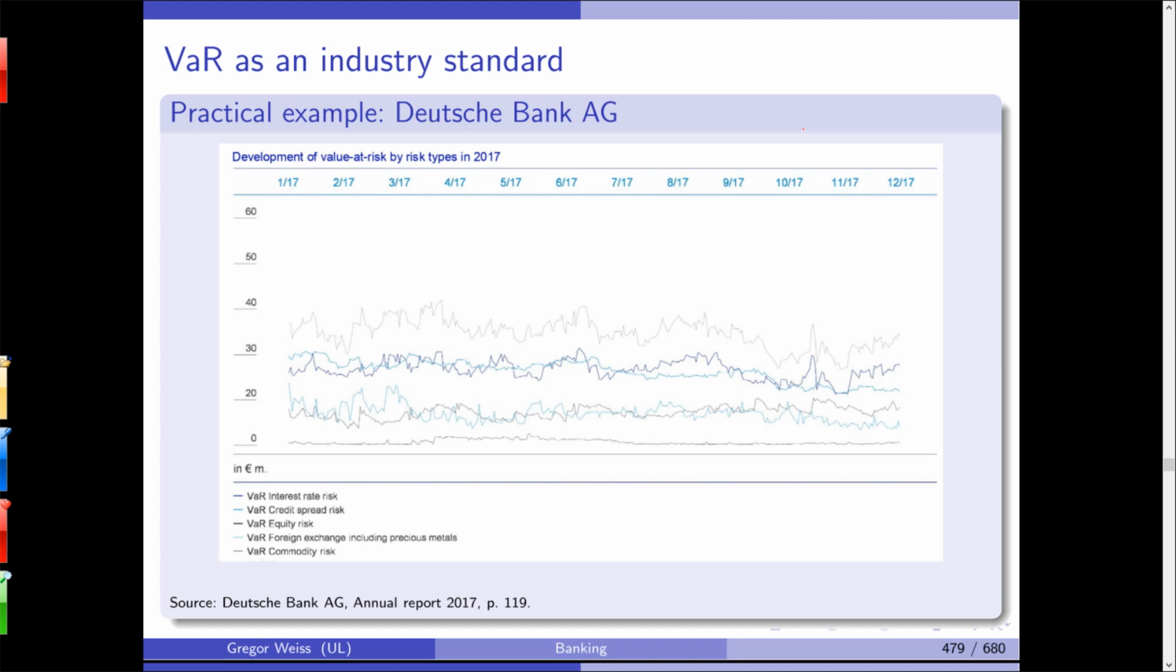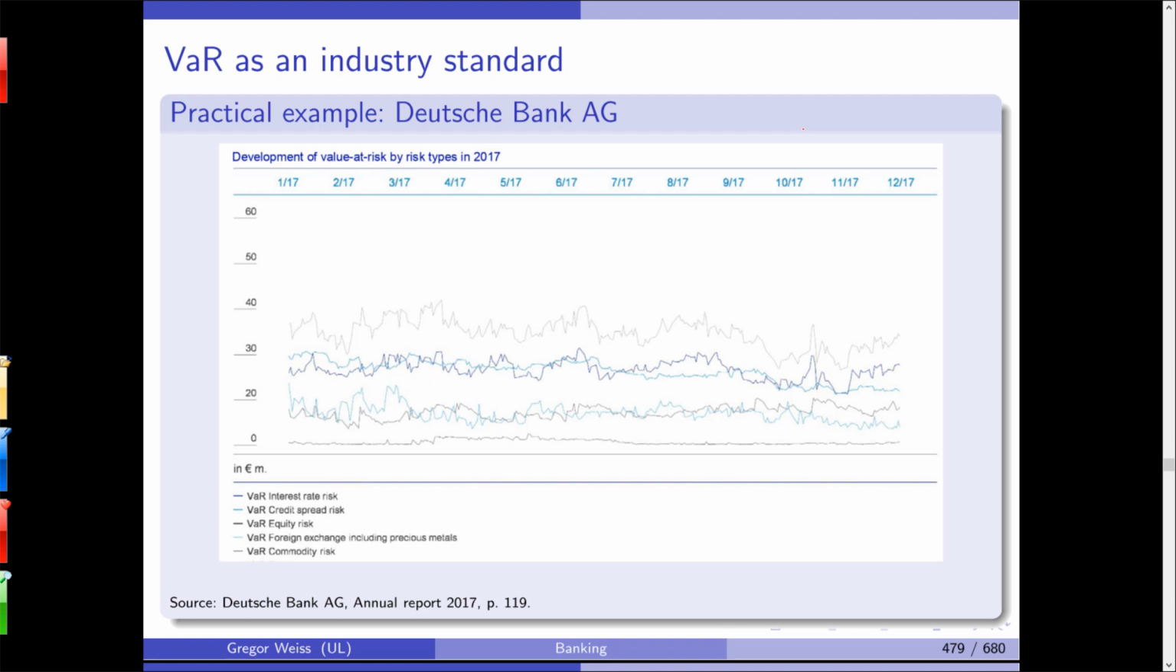Banks report the valued risk. They are required to do so in their communication with regulators and supervisors, but large banks also report on their valued risk, for example, by risk types in their annual report. And this is a graph from the risk report of Deutsche Bank in 2017, and you can see the different VARs for interest rate, credit spread, equity, foreign exchange, and commodity risk, and you see the VAR estimates in their trading portfolio.